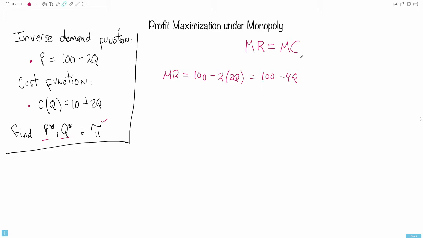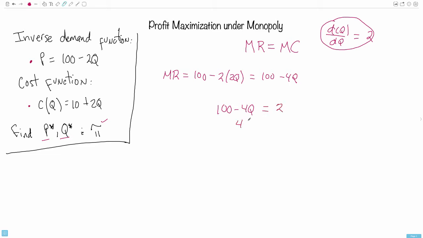For marginal cost, similar to what I did before, once again, the derivative of the cost function with respect to q is going to give you that marginal cost is equal to 2. Again, I am not going to ask you this part. I'm just going to say, okay, the marginal cost function, well, in this case is equal to 2, or whatever it may be in a different case. So all you need to do is, once again, to equate marginal revenue, which is 100 minus 4q, to marginal cost, which in this case is 2.